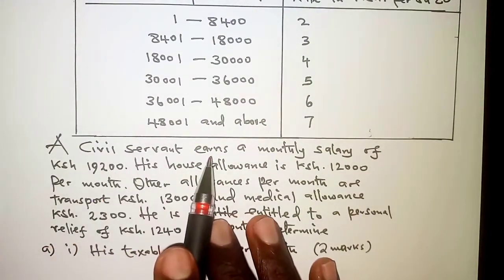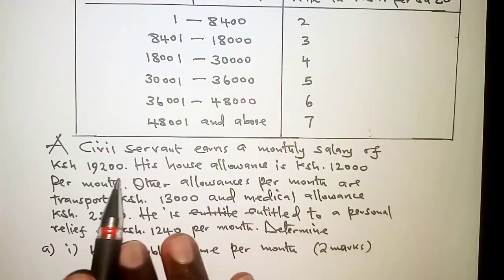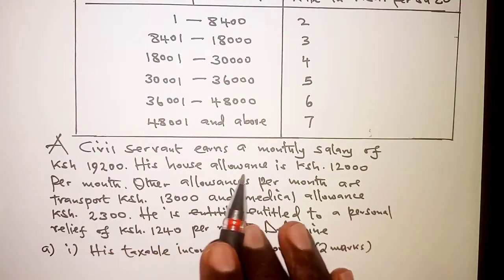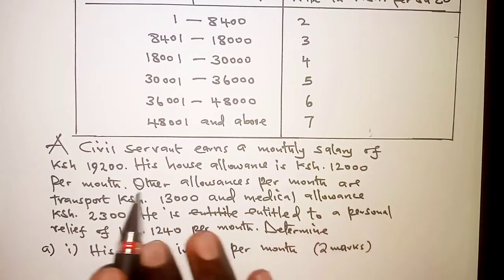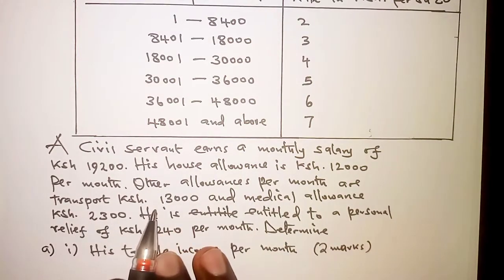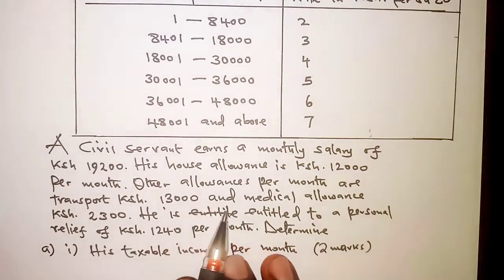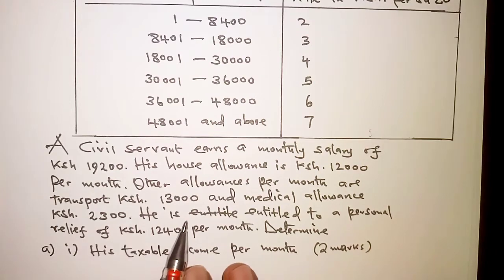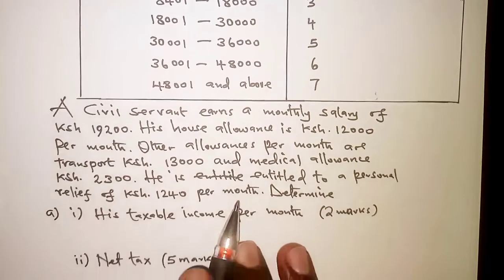A civil servant earns a monthly salary of 19,200 Kenyan shillings. His house allowance is 12,000 shillings per month. Other allowances per month are transport, which is 13,000, and medical allowance, which is 2,300. He is entitled to a personal relief of 1,240 shillings per month.